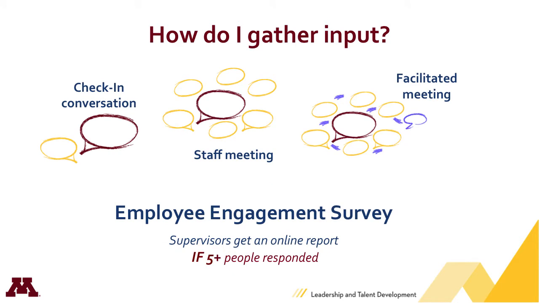Another way we gather input here at the university is through the Employee Engagement Survey. Supervisors will receive survey results if there are at least 5 faculty or 5 staff responses. If you get survey results, this will provide you with useful input on each of the 10 conditions that create engagement. If you don't get a report for your immediate team or department, ask for and review results for your college, campus, or unit. Share this information with your team or department.